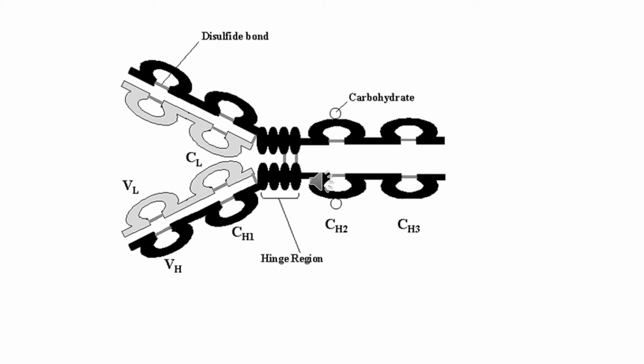Now, what is the variable region? The immunoglobulin consists of a constant region and a variable region. The structure of the variable region contains an area we call the hypervariable region or complementarity determining region. Comparison of the amino acid sequences of the variable regions of immunoglobulins shows that most of the variability resides in three regions. These are called the hypervariable regions or the complementarity determining regions, and they will be represented in another figure.